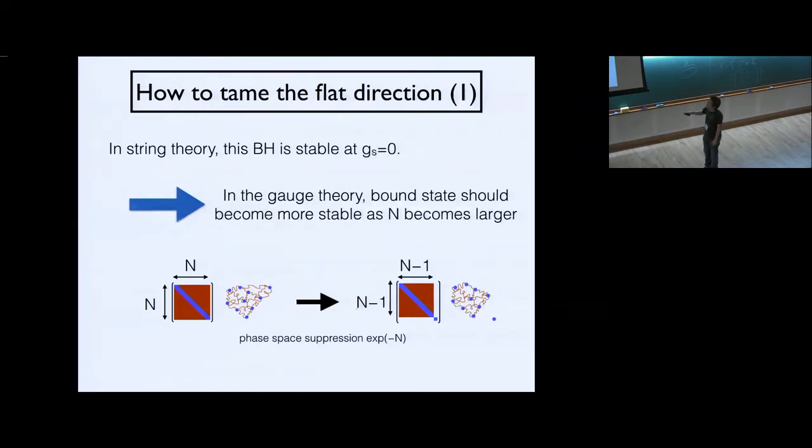So roughly speaking, the entropy decreases by n. This has n squared entropy, and this has n minus 1 squared entropy. The difference in entropy is about 2n. The phase space volume is the exponential of the entropy, so such a configuration is a factor exponential n more likely than such a configuration. So this is suppressed, and such a suppression factor becomes very small when n becomes large. This is how at large n the black hole becomes stable.